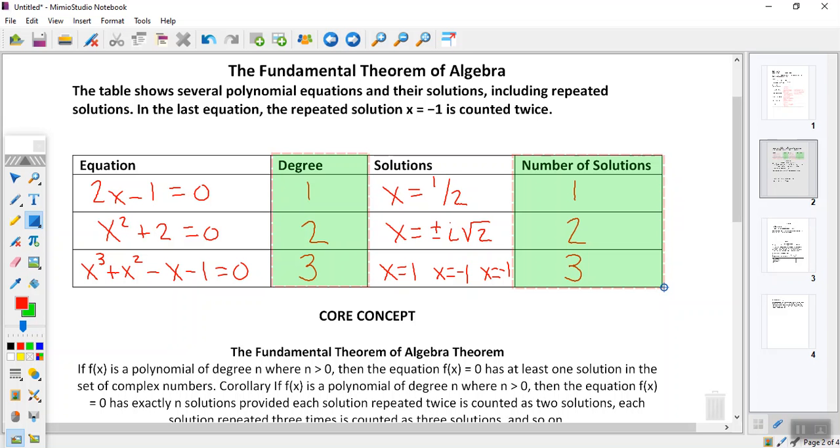But can answers be accounted for more than once? Yep. Are some answers real? Yep. Are some answers not real? Yep. Okay, that's what we're looking at today. So, core concept down here. This is really what it says.